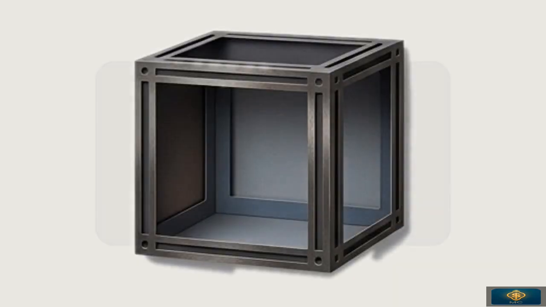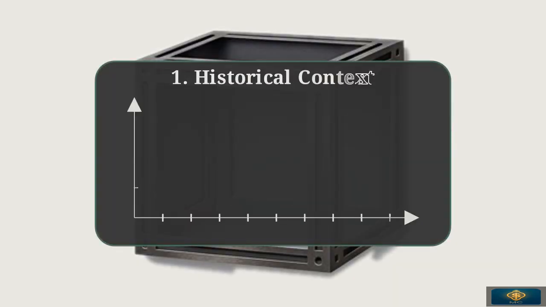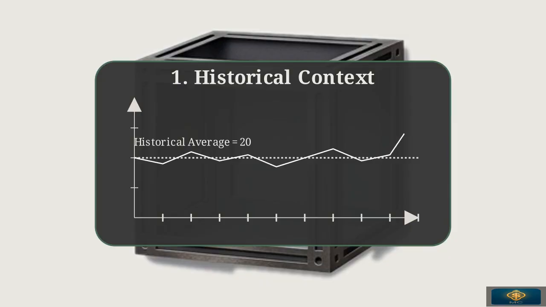Here is a line graph showing our first point of comparison. You need to check the company's current PE against its own historical average over the last decade. If a stock averages a PE of 20 over 10 years, and today it sits at 35, it has become expensive compared to its own history.